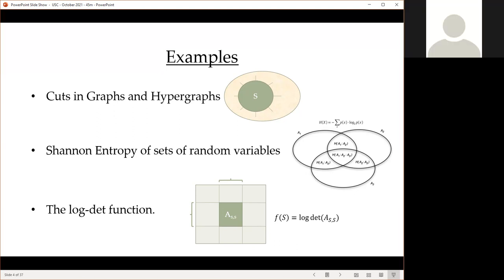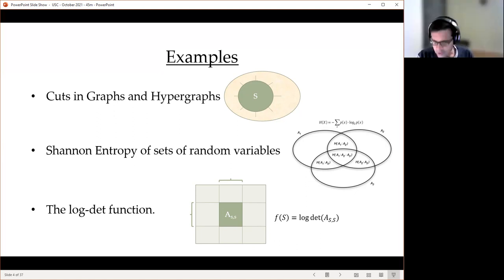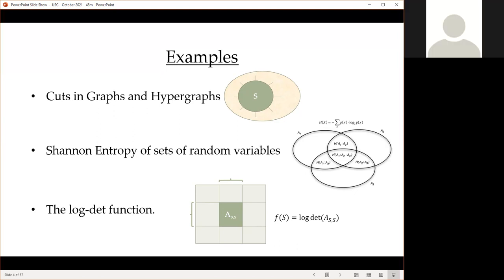A question? Yes. Some of these examples don't seem to have integer values. Are integer values important? No, integer values are not important. They can be real valued. It's just that the submodular functions that we will be talking about in this talk will all be integer valued, but they could be real valued. Okay, thank you.